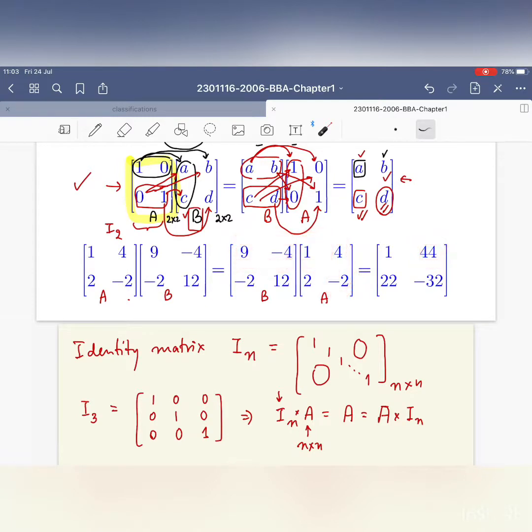Okay, look at this one, second row, first column. So you have 2 and 9, which is 18, and then -2 and -2, which is 4. So 18 plus 4, it is 22. You see, second row, first column. So look at this one, second row, first column. So you have -2 and 24. You see 24 here. 24 minus 2, so you have 22, of course.